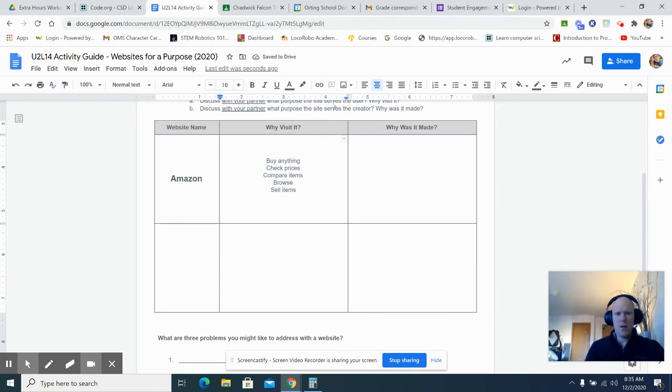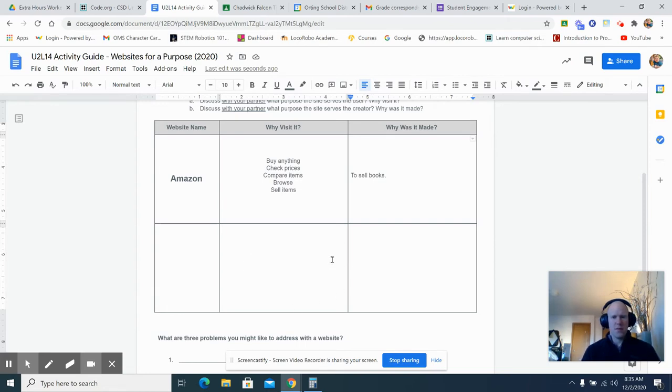Why was it made? Why was Amazon made? Do you know? To sell books. That's originally why it was made. And then it expanded to help make even more money. I remember buying just books from there way back in the early 2000s. So that's one example.